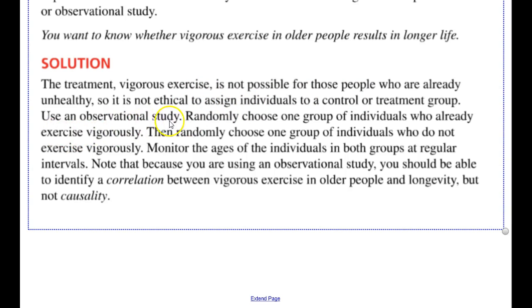So here I could use an observational study. I would randomly choose one group of people who already exercise vigorously and then randomly choose a group that don't. Then I want to monitor the ages of both of those groups at regular intervals and see what I see. Because I'm using this observational study and not an experiment, I could identify a correlation, but not necessarily a causation, because there may be other factors in the longevity of life from these people.